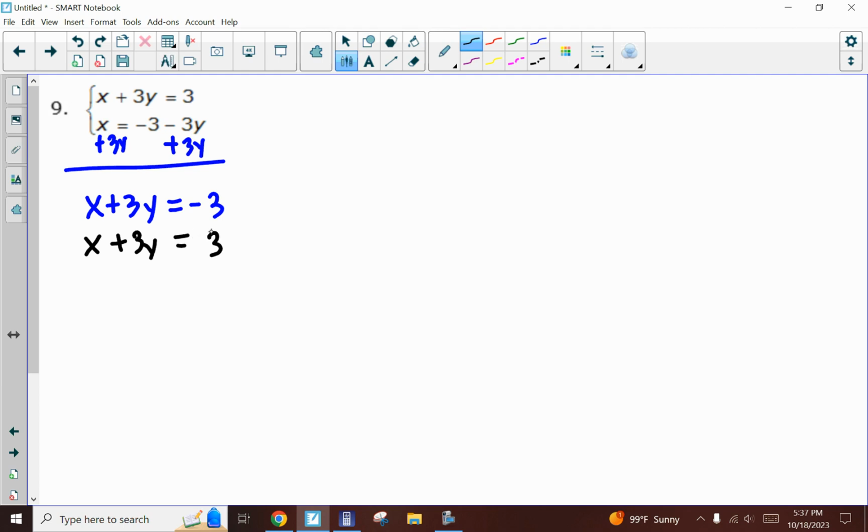Now, usually we would put these together, but we need opposites. And opposites are the same number, but opposite signs. So we have the same numbers, they're just not opposite signs. So I'm going to take one of the equations and multiply it by negative 1. So that's going to give me negative 1x minus 3y equals negative 3. And then the second one, I'm not going to touch it. So I'm going to leave this as x plus 3y equals negative 3.